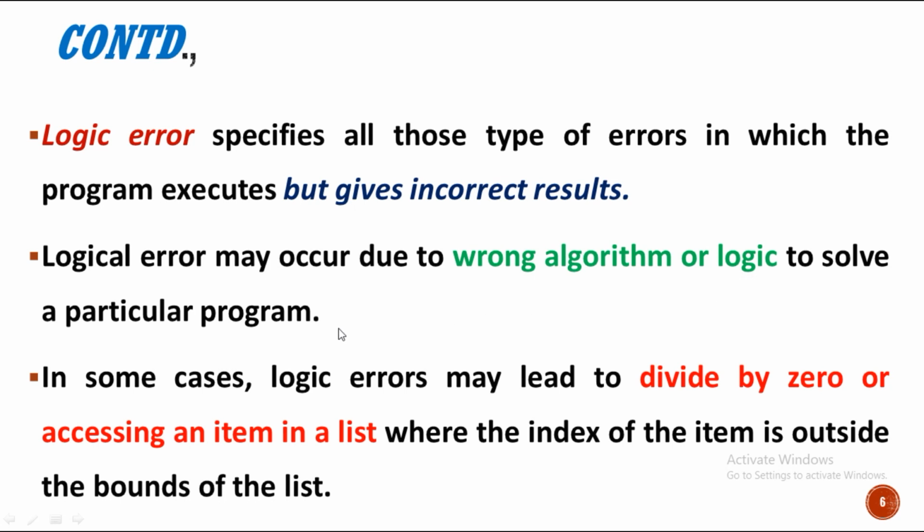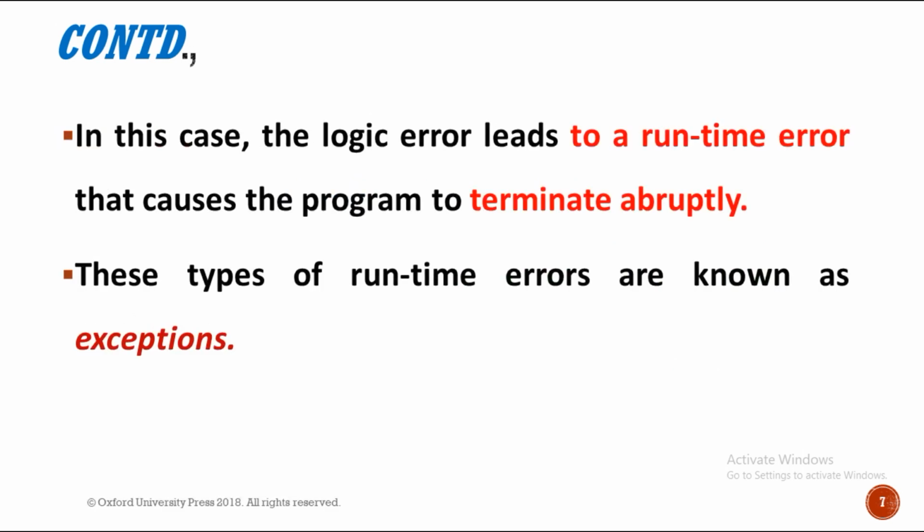In some cases, logical errors may lead to divide by zero or accessing an item in a list. Suppose we are trying to access an element in a list and get an index out of range error, where the index of the item is outside the bounds of the list. This is called a logic error. In this case, the logic error leads to a runtime error that causes the program to terminate abruptly.